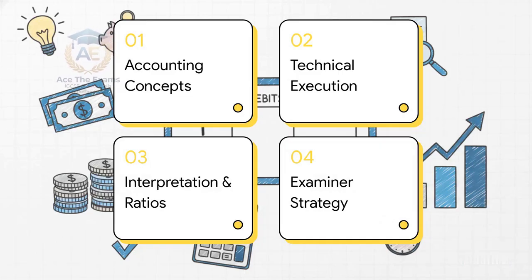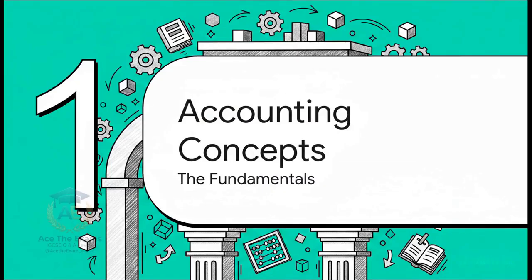So here's our A-star roadmap for today. We'll start with core accounting concepts, move into step-by-step technical execution, look at interpretation and ratios, and finally, wrap up with examiner insights and strategy. Let's dive straight into Section 1, Core Accounting Concepts.